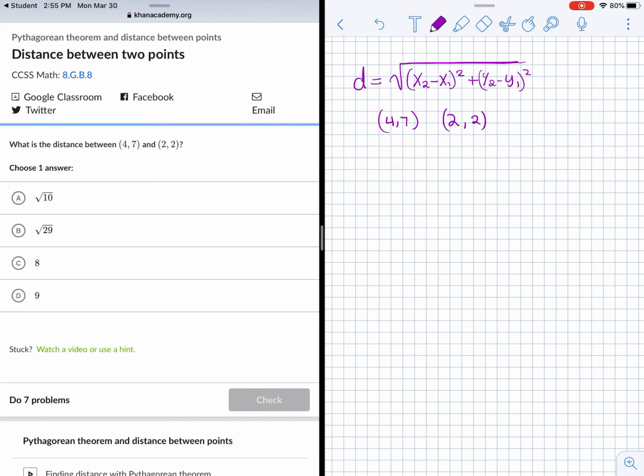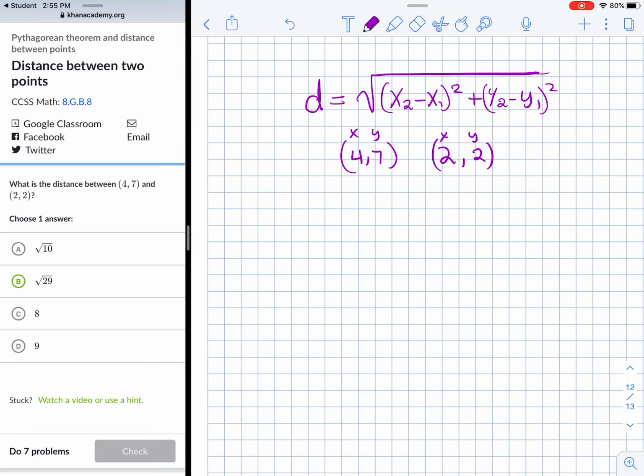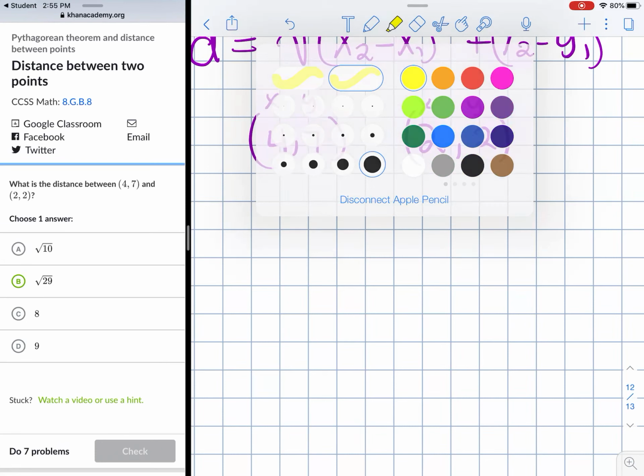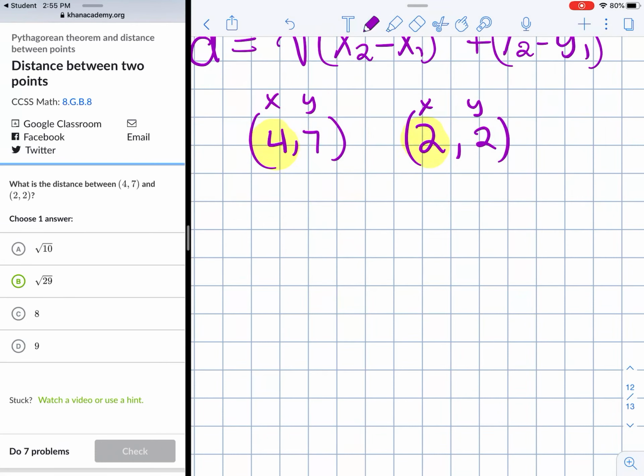If you remember, our first step is simply to label our points. We know that this is x and y, and we get to decide which one's going to be x2 and which one's going to be x1. I always allow x2 to be the point with the larger x value. So our x values are 4 and 2. The larger one is 4. So this is our x2. And then wherever x2 is, that's where y2 is as well. That makes this our x1, y1.